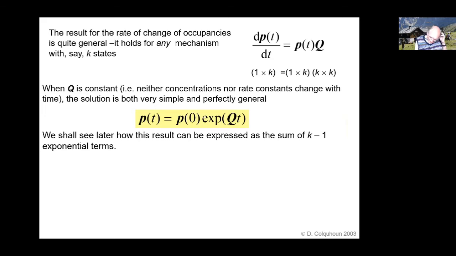We'll see in a moment how that can be expressed as the sum of k minus 1 exponential terms. And that's all there is to say about macroscopic kinetics. It describes every situation where Q is constant.